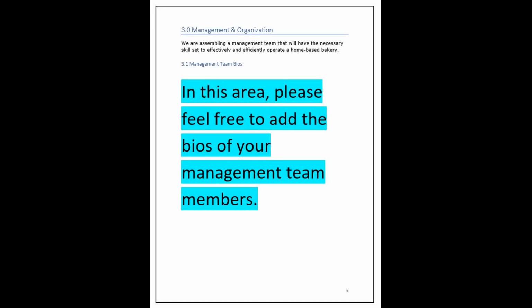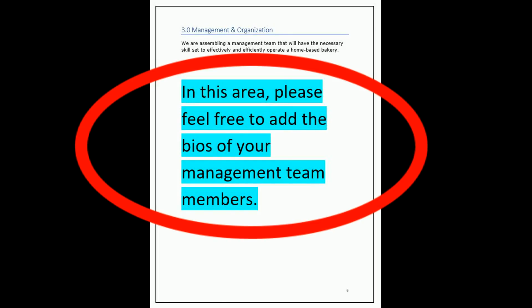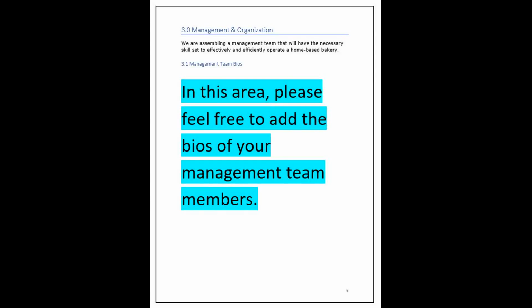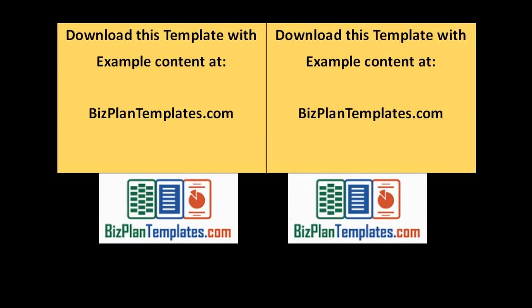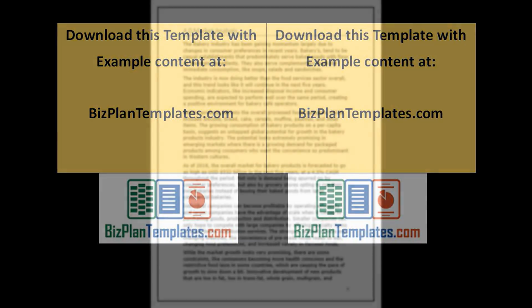Utilizing the plug-and-plan template, users will want to add the bios or profiles for the key team members of their company in the blue highlighted area that is pasted in as a placemark. There is an organizational chart which is in the form of a smart art graphic. Click the graphic to enter the different areas of the organizational chart. Users can fill in and edit the team members and their position in the graphic.